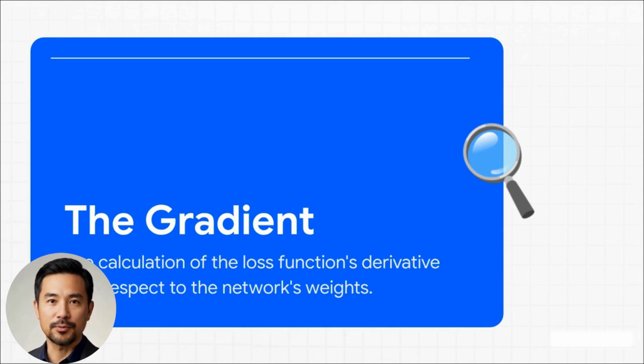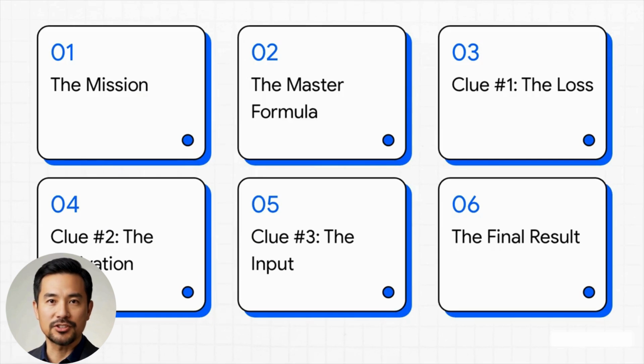It's the exact set of instructions that tells the network, hey, turn that dial a little to the left and that one a tiny bit to the right. Cracking how this map is made is our entire mission today. So, here's our game plan. First, we'll lay out the mission. Then, we're going to find the master formula that holds all the secrets. From there, it's all about solving 3 key clues, one by one. And once we've got them all, we'll put them together to crack the case.